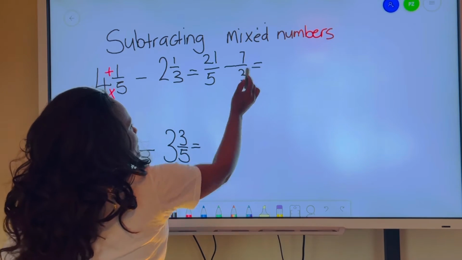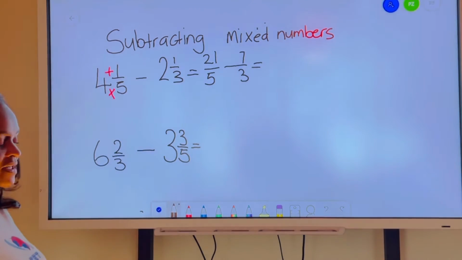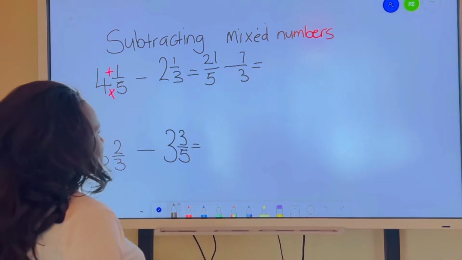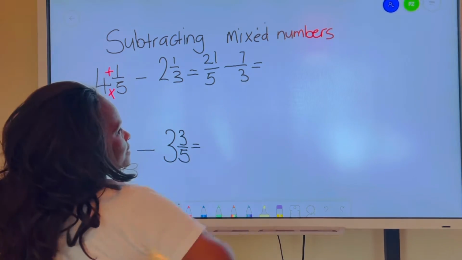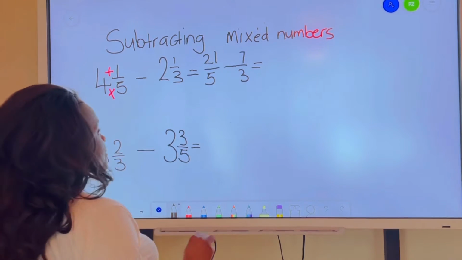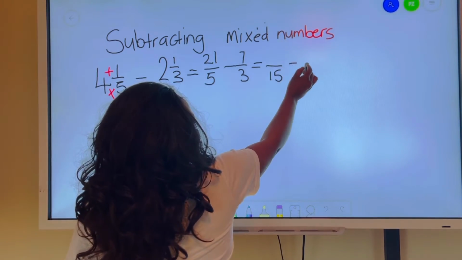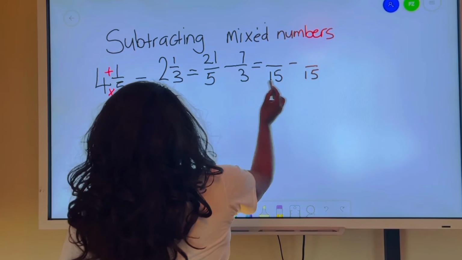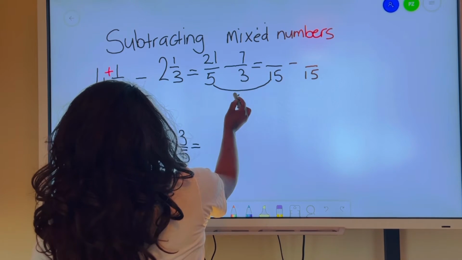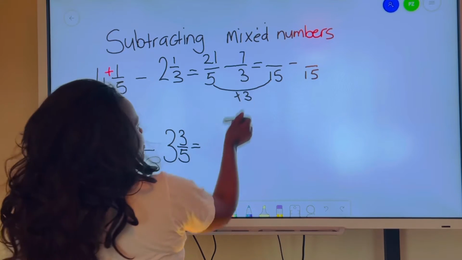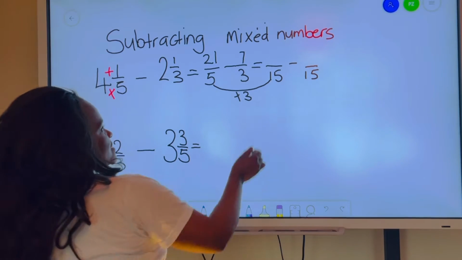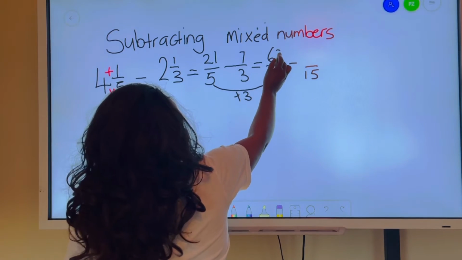Now I need to make them have the same denominator first before I can take away. So 5 and 3, the lowest common multiple for 5 and 3 is 15. So everything has to be over 15 first. Over 15. What do we times by 5 to get 15? We times this by 3. And I need to do 21 as well. 21 times 3, which is 63.